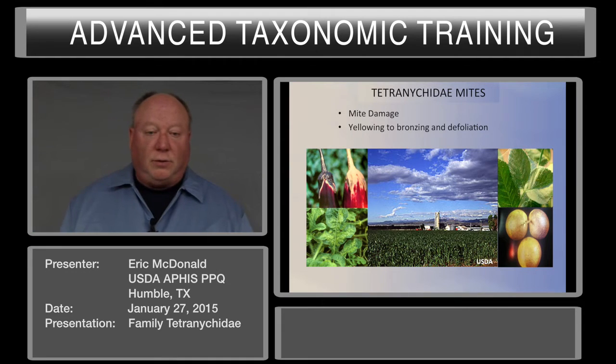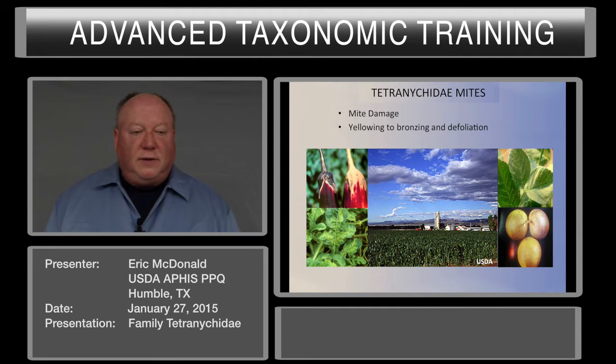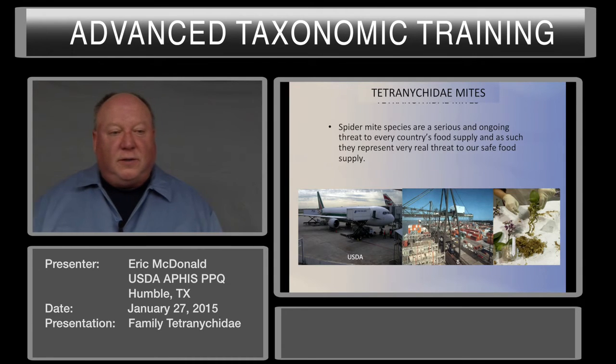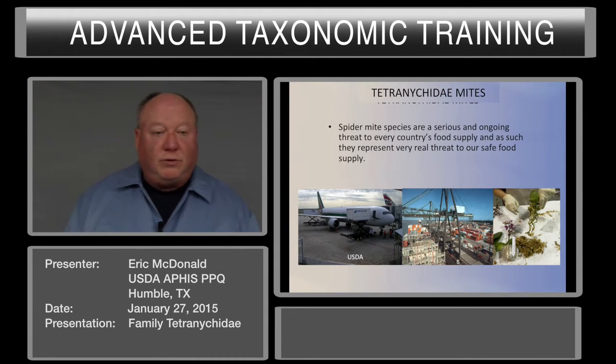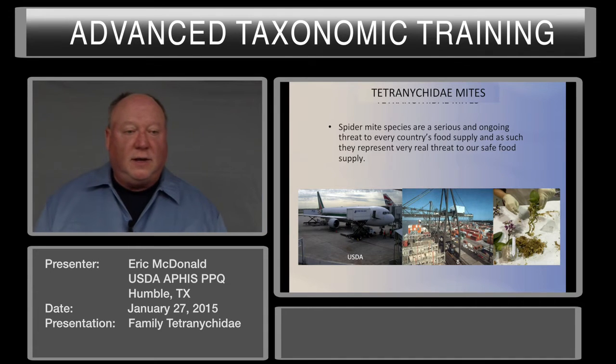The leaves turn yellow, gray, or bronze. Wilting, leaf deformity, desiccation, and complete defoliation may occur with prolonged high-density infestations. The tetranychids represent a very real threat to our food safety.